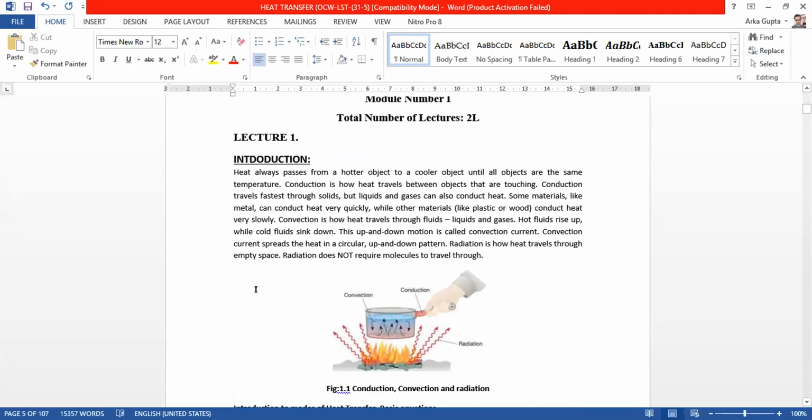As we know from the second law of thermodynamics, Kelvin-Planck's statement, heat always flows from a body at a higher temperature to a body at a lower temperature. I have shared a white screen here. Now let me tell you how heat flows.